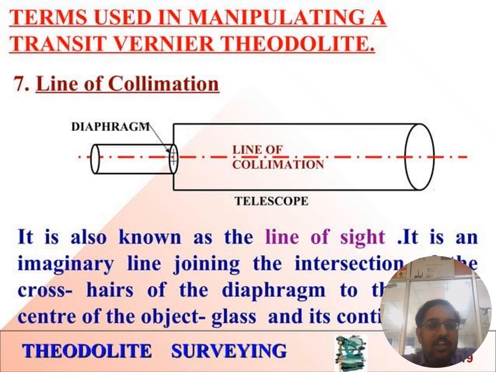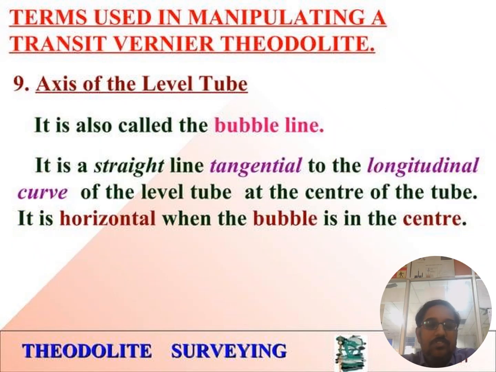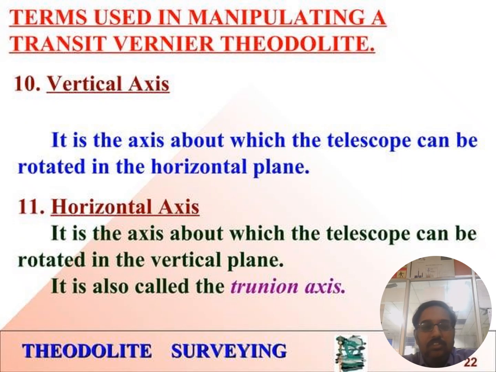It is an imaginary line joining the intersection of the crosshair of the diaphragm to the object and its continuation. And we have the axis of the telescope, which is the imaginary line drawn from the optical center of the objective glass to the eyepiece. Then comes the axis of the level tube, also called the bubble line. It is the tangent to the longitudinal curve of the level tube at the center of the tube, and it is horizontal when the bubble is at the center.